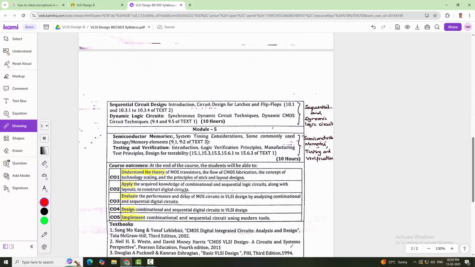The last module of this course is semiconductor memories, testing and verification. In semiconductor memories, we discuss system timing considerations and some commonly used storage or memory elements. Lastly, the testing and verification part includes an introduction, followed by logic verification principles, manufacturing test principles, and design for testability. The total time reserved for Module 5 is 10 hours.